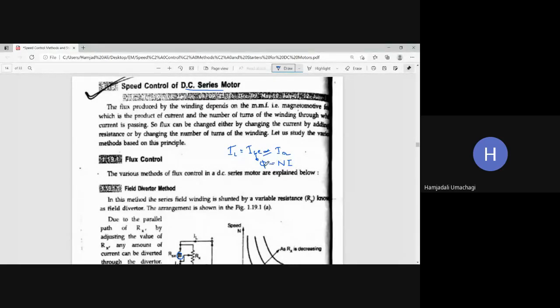So in order to change this flux, either I can change the current through the field winding by adding a rheostat, or else I can change the number of turns. By doing this, we are going to change the flux value. By changing the flux value, we are going to change the speed, because N is directly proportional to EB by phi. So here, flux phi is dependent on speed. How is it dependent? Inversely proportional. Okay, let us study the various methods on this principle.